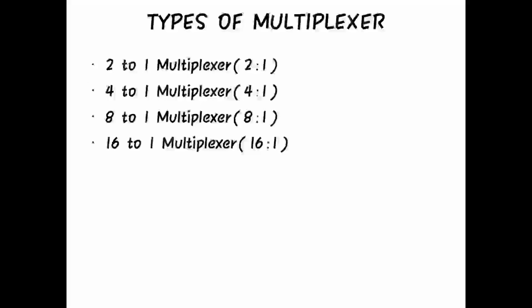Coming to the types of multiplexer, we have 4 types: 2:1 multiplexer, 4:1 multiplexer, 8:1 multiplexer, 16:1 multiplexer. We will be studying the first three types of multiplexers in this video. As you can see, the output is always 1. It means a multiplexer can have any number of inputs but only one output.